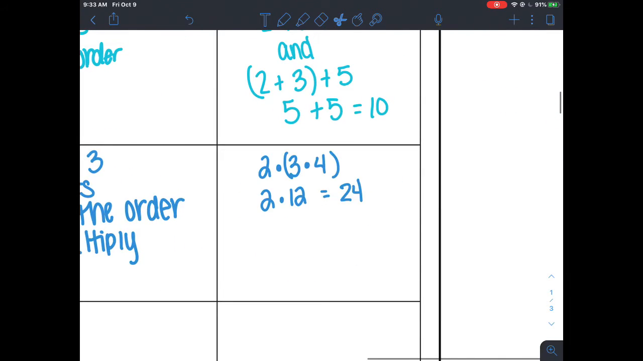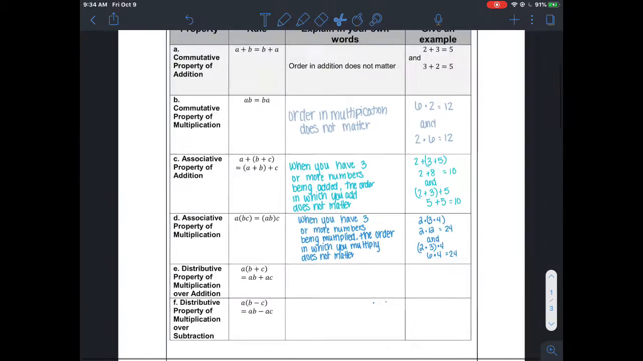So if we wanted real numbers, I'm multiplying the 3 times the 4 first. So I have 2 times 12 equaling 24. If I moved the parentheses to do the 2 times 3 first, I would get 2 times 3 is 6, times 4 is also 24. So the order of the parentheses did not impact my final answer at all.